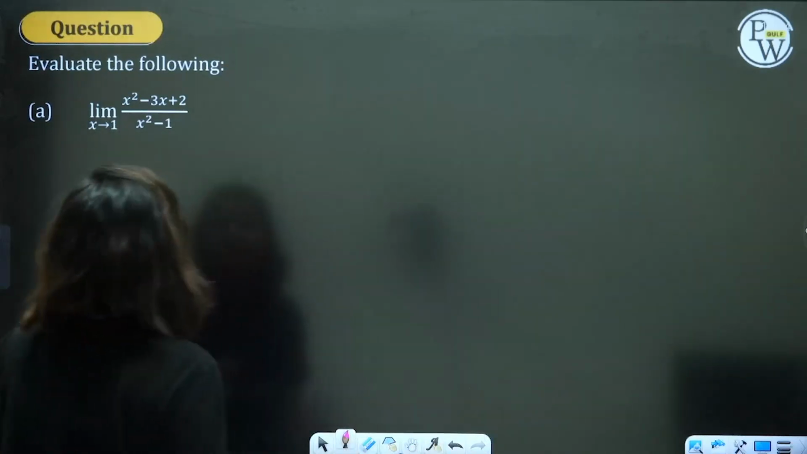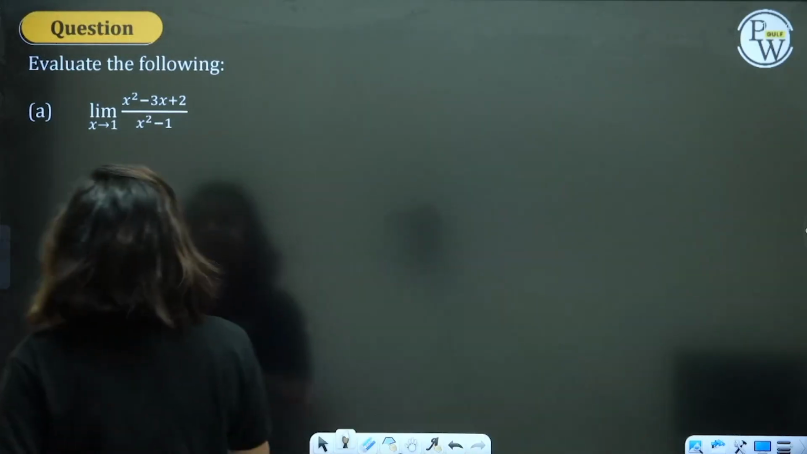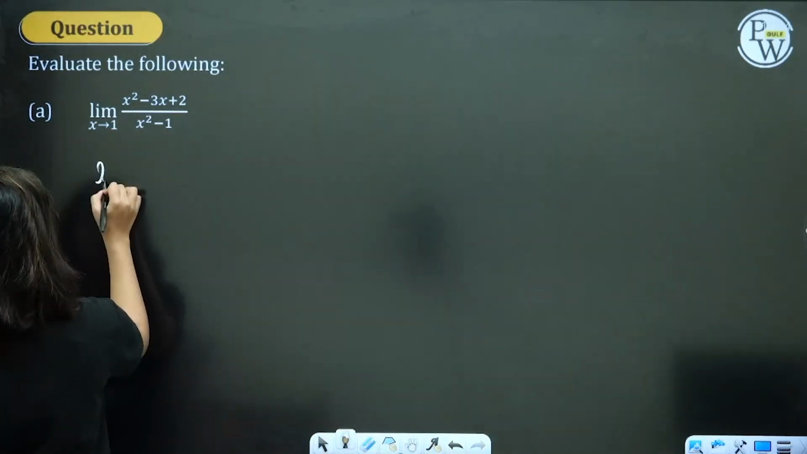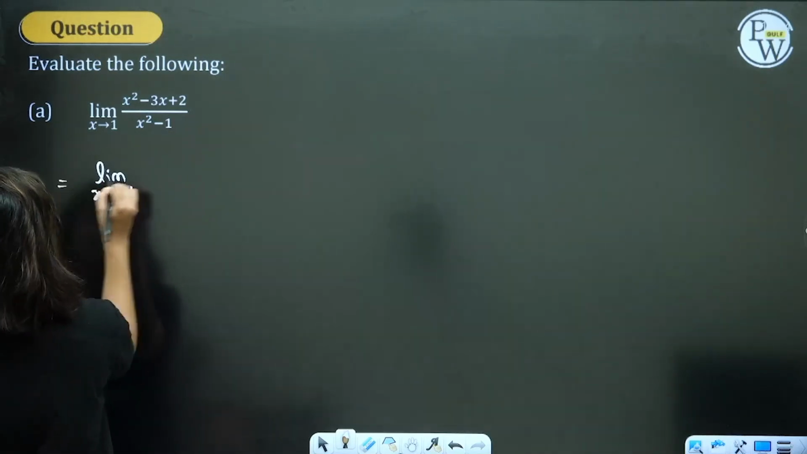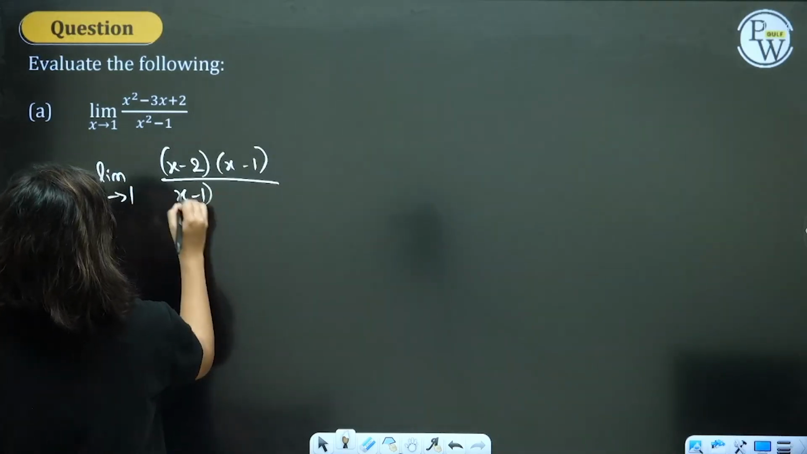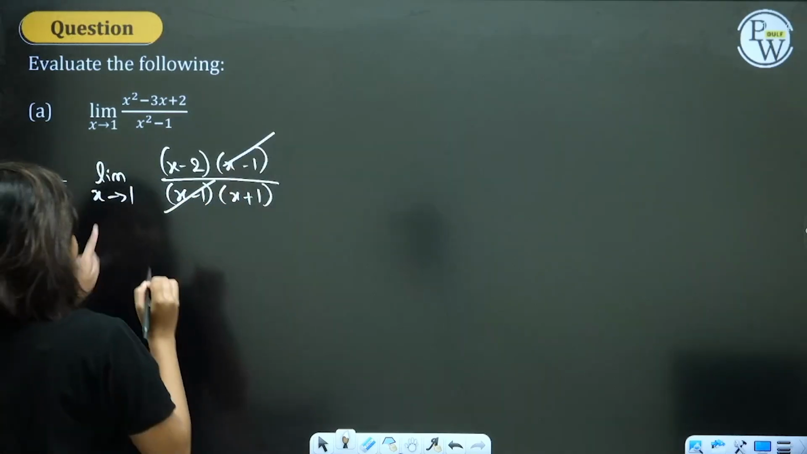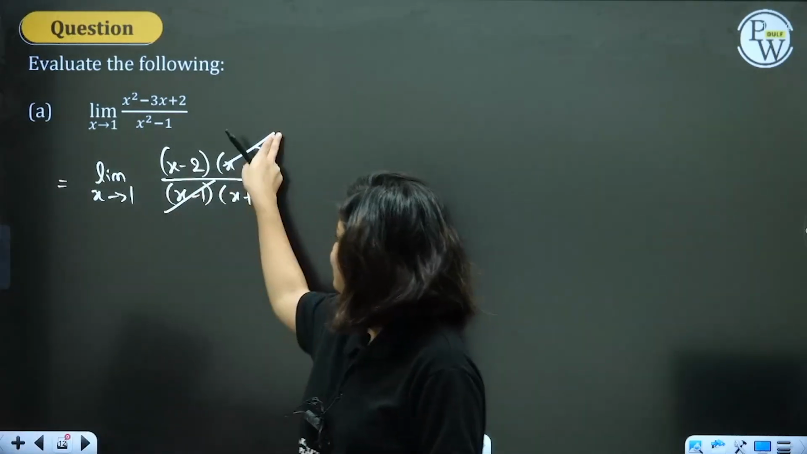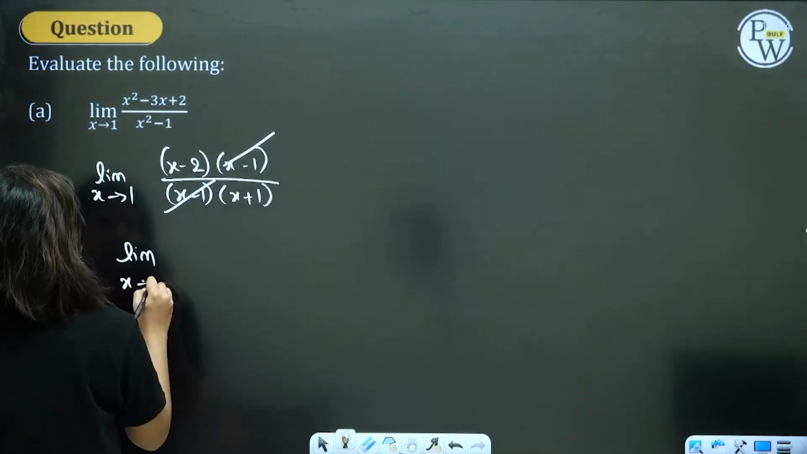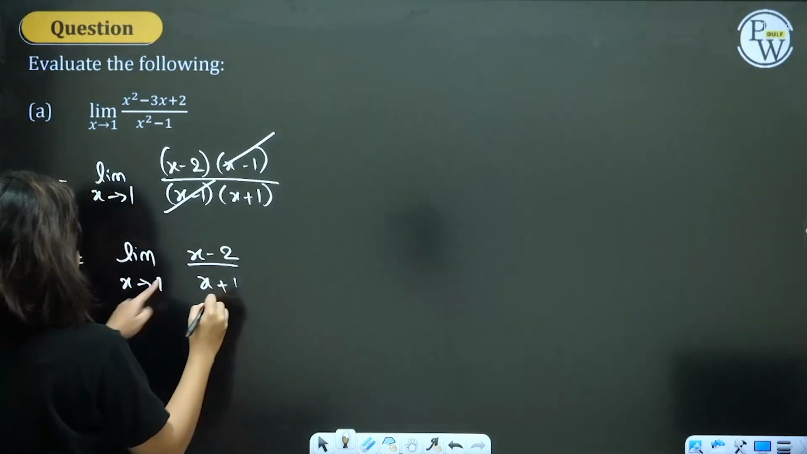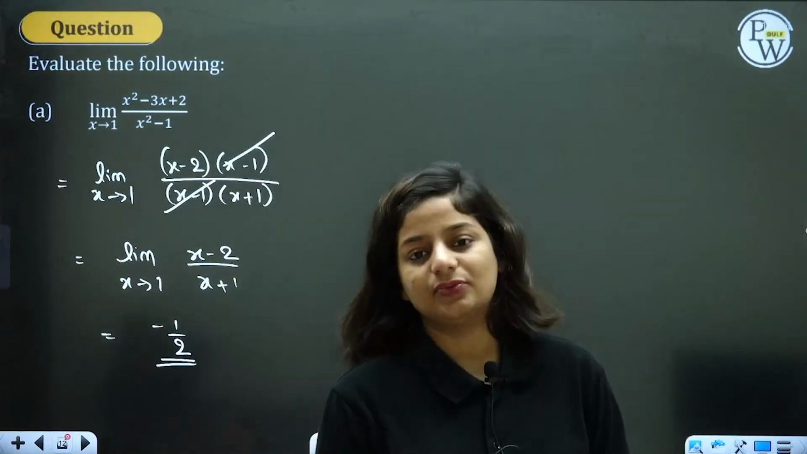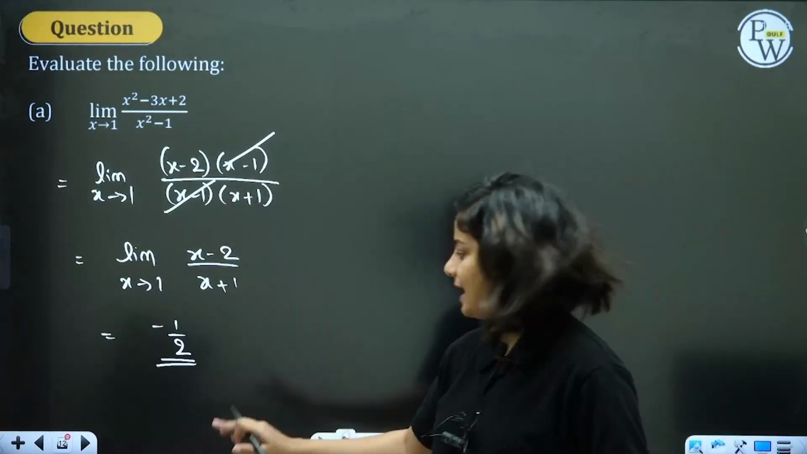Example, x square minus 3x plus 2 upon x square minus 1. If you directly try to put the value 1, you will get 0 by 0, indeterminate. Do not do that. Instead, limit x tends to 1. Numerator, try to factorize: x minus 2, x minus 1. Denominator, a square minus b square is a minus b, a plus b. Can you see the limiting term, the limit x tending to 1? So the factor having 1 is being eliminated. And now the question is very easily solved. Now you can directly substitute 1: 1 minus 2 upon 1 plus 1, minus 1 by 2 is the answer. Question solved. Factorization always cancels.